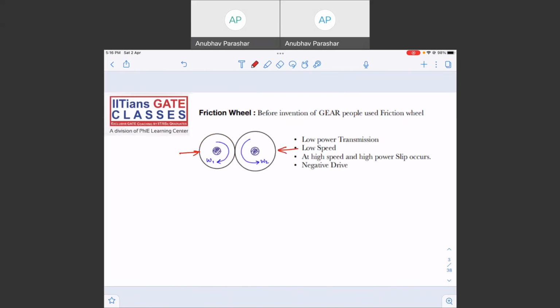Okay, they will be pressed against each other, so the normal reaction developed at this point is very high and the resulting friction is very high. So because of the friction, if one wheel moves, if the driver moves, what will happen? The driven wheel also moves, right?